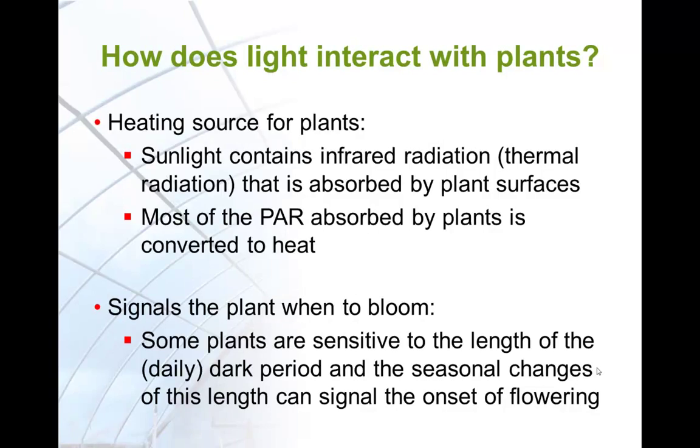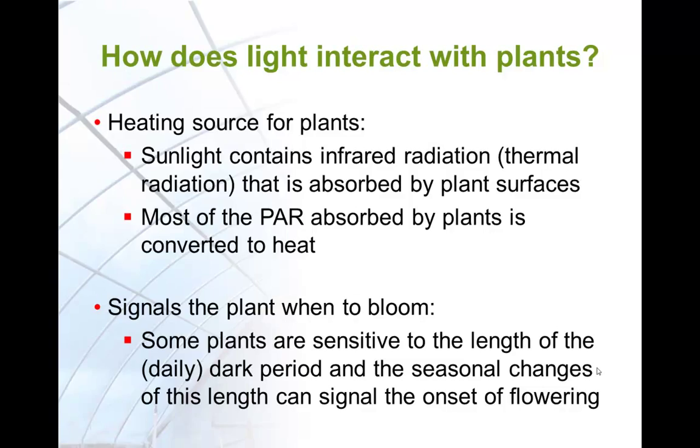In addition to photosynthesis, light also has a thermal effect. Therefore, it is a heating source for plants. In fact, sunlight contains a lot of thermal radiation. And also, most of the power absorbed by plants is eventually converted to heat because photosynthesis is not an efficient process, and that's why most, if not all, PAR absorbed by plants is also considered a heat source for the plants.